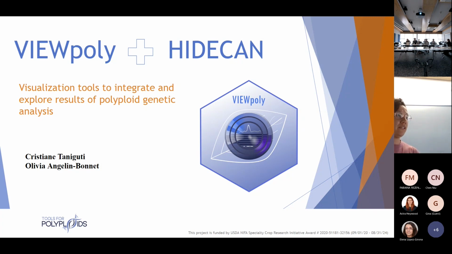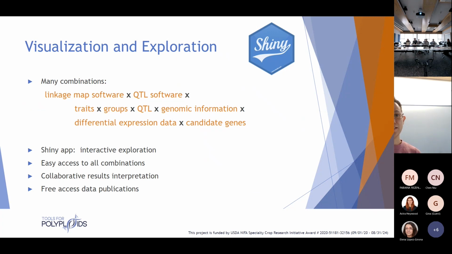And then I will just present the whole idea of what VIEWpoly is, and then we will see pretty graphics. The idea is that you generated a lot of things: a bunch of linkage groups, many results from QTL software, sometimes more than one software because we may want to try other QTL software for your analysis. And you have several traits, several groups, many QTLs, and you have to connect this with genomic information. And also now, because of hidecan, you can have differential expression data or candidate genes. All the combinations of these for you to explore your results can be very complicated.